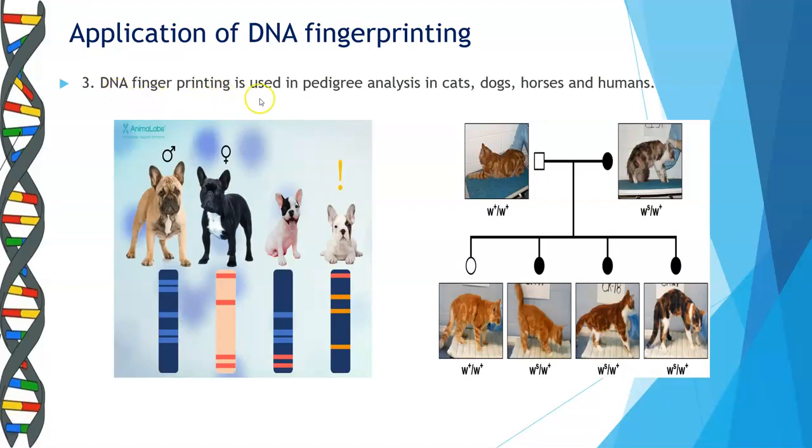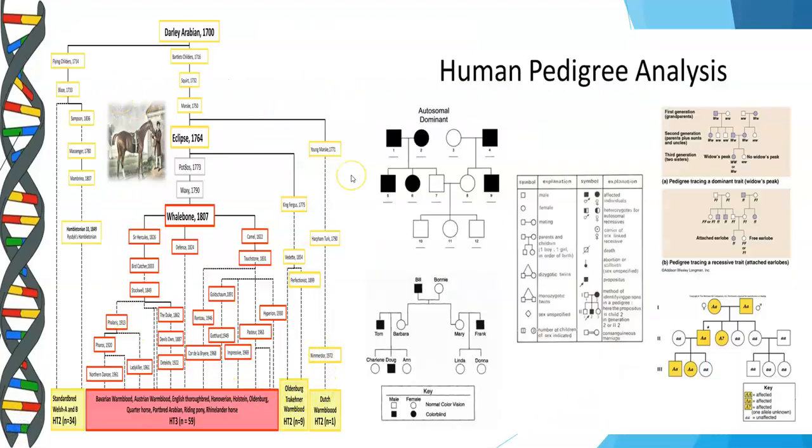The third application of DNA fingerprinting is that it is used in pedigree analysis in cattle, dogs, horses, and humans. Pedigree analysis is the study of transfer or inheritance of genes in a particular family. So this is how it is used to analyze the species or the breed of dogs, cats also. It's used in the pedigree analysis of horses. Here you can see a chart to trace a particular horse's breed. This is very important in a very famous sport, horse racing, where it is important to know the breed of the horse, that is, whether it has the genes to run fast.